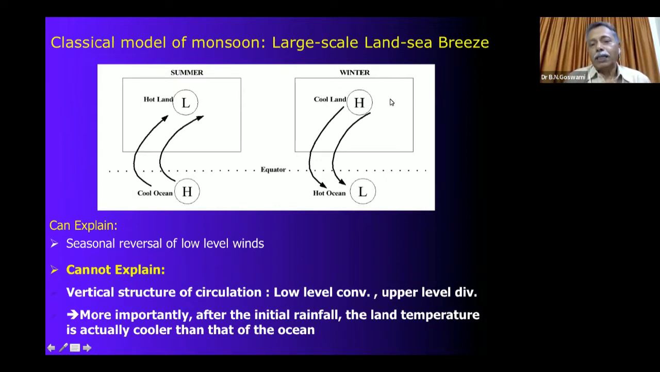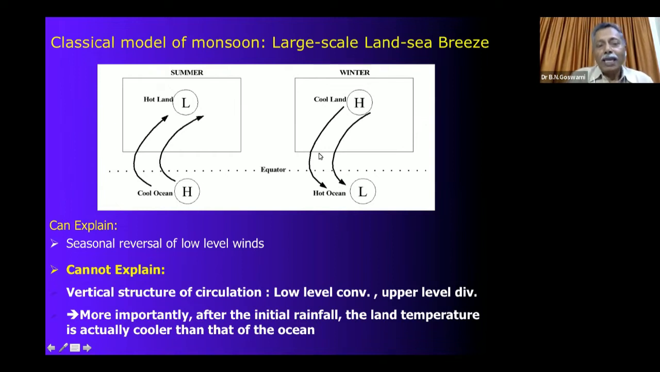Similarly, in the winter, the land will cool down much faster, and the ocean will still retain that heat and remain relatively hotter. Therefore, there will be high pressure over land and low pressure over the ocean, and the winds will then move from land to the ocean, and again due to the Coriolis force it will become northwesterly.